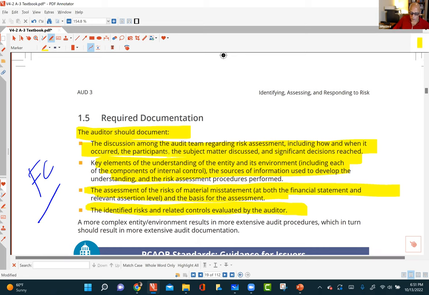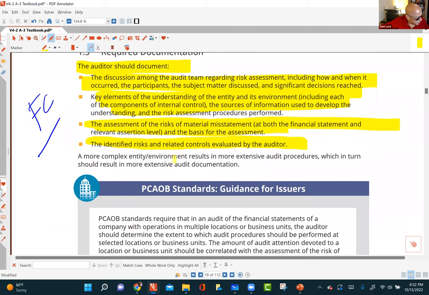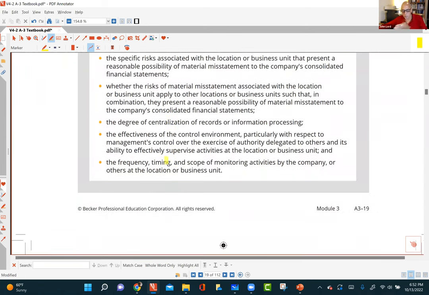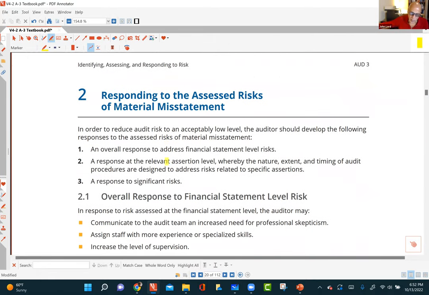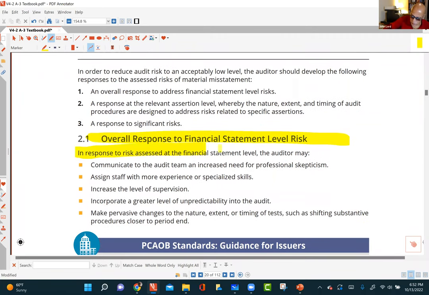Okay, good. Now you come over and you take a look at the next page, and let's see now the response part, which is sort of that back end, okay? Now, when you respond, at both what? At both an overall level and then at an assertion level, okay? So when you respond at an overall level, you're going to make determinations of, you know, communicate with the staff about professional skepticism. You're going to use more experienced staff, those that possess more experience.